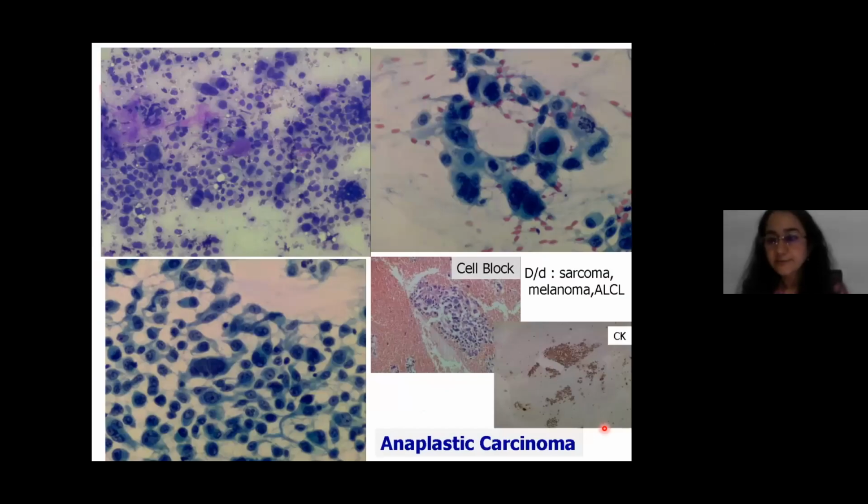This was a case of anaplastic carcinoma. As you can see, the tumor cells are loosely, singly dispersed, and they are highly pleomorphic, very bizarre tumor cells, polygonal to spindle shaped, with hyperchromatic pleomorphic nuclei, some tumor giant cells also, very coarse chromatin, and abnormal atypical mitotic figures, which are numerous. And these need to be differentiated from sarcoma, melanoma, and anaplastic lymphoma. And you can resort to immunohistochemistry to help.